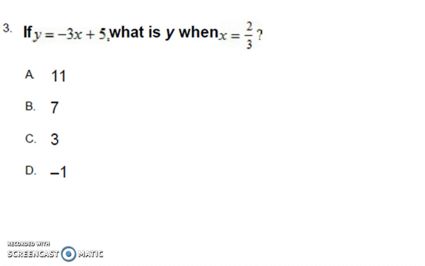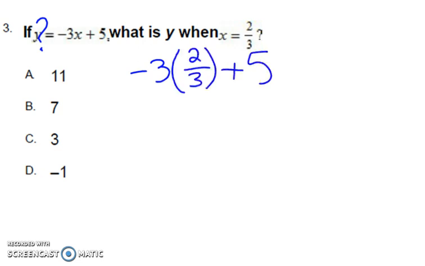If y equals negative 3x plus 3, what is y when x equals 2/3? Now, it's asking what is y. That means we don't know what that is, but it gives us an x. So we're going to take that value for x and plug it in. Negative 3 times 2/3 plus 5.